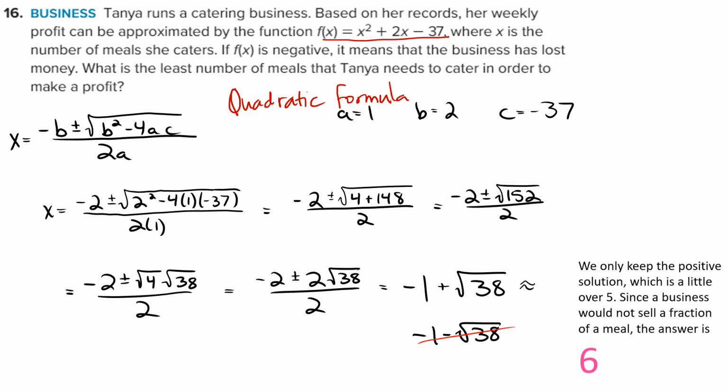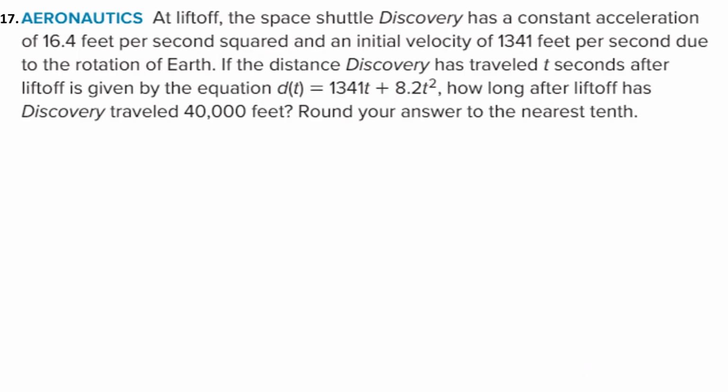So since we keep only the positive solution, which is a little over 5, the business would not sell a fraction of a meal. The answer is 6. So you can solve the question. Next is the d equals t equation. This is given to you, and the initial velocity.